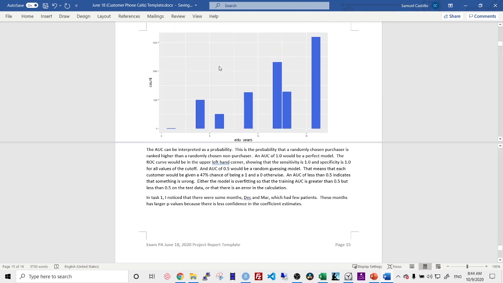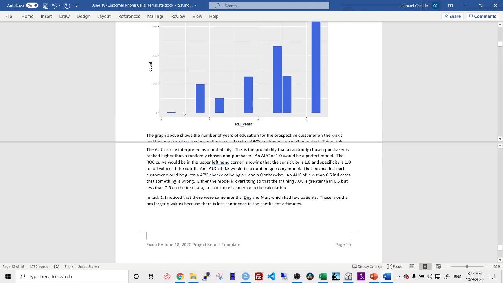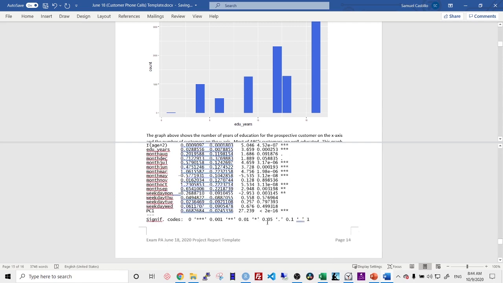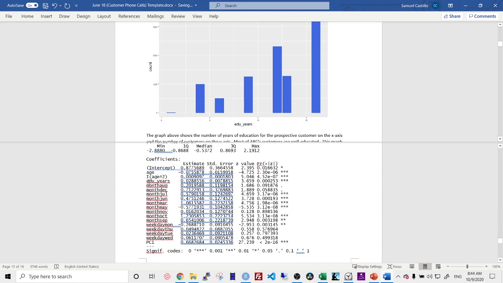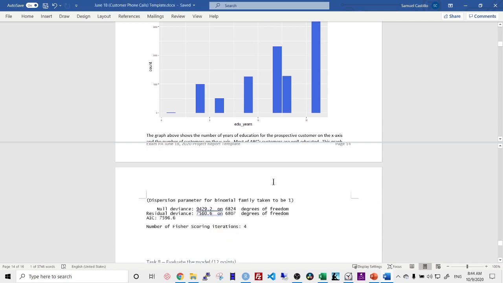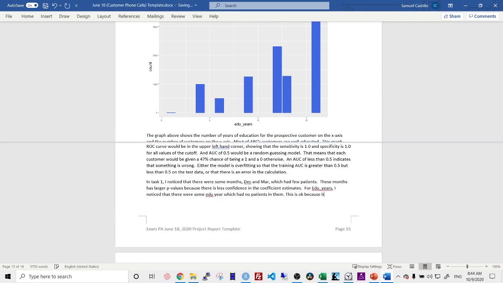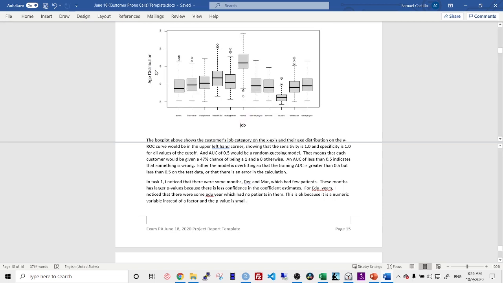And then for the EDU years variable, I noticed that there are some years that have no records. I noticed that there were some EDU years which had no patients in them. If I look at EDU years, I can see that it's still significant though, because the p-value is very small, right? This is okay because it is a numeric variable instead of a factor, and the p-value is small. I noticed some combinations between age and job.